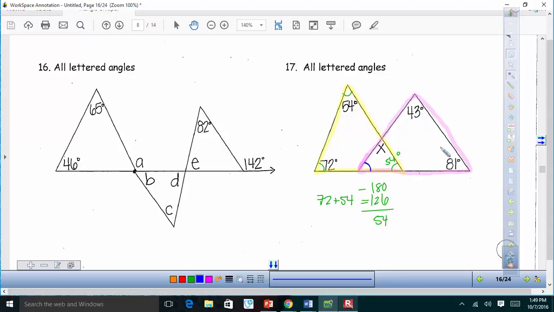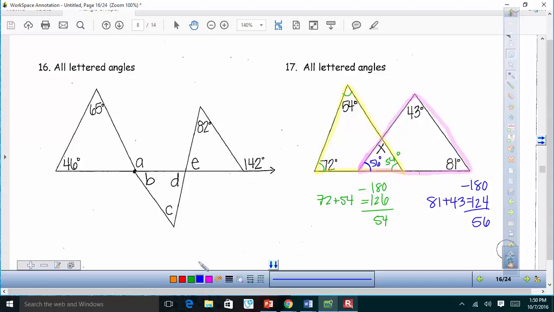So we would add 43 plus 81, which would give me 124. We'd subtract that from 180, and that would give me 56. So that other one is not 54. It looks like it could be isosceles, but we would have to work it out to see.